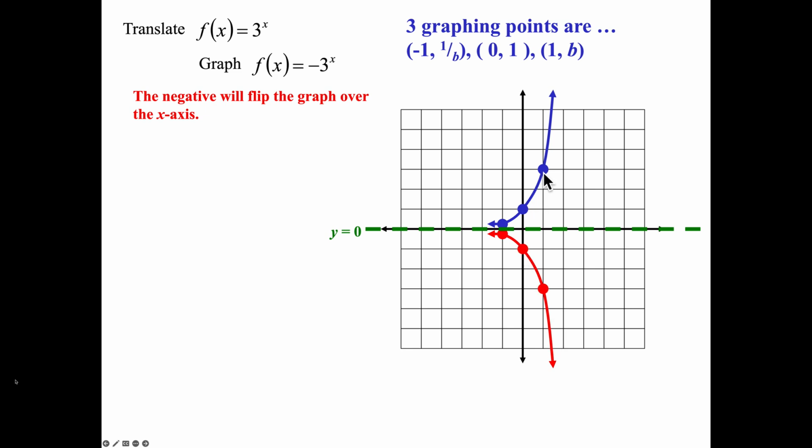So (1, 3) is now at (1, -3), (0, 1) is at (0, -1), and (-1, 1/3) is at (-1, -1/3).